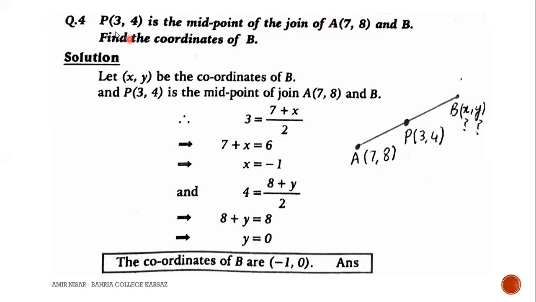So we show all this data from the question. Here we have drawn a figure whose endpoints are A and B, and the middle point is P. These pieces of information are given in the question. What we have to do here is find the coordinates of B. For every point, the coordinates of B are X and Y. Whenever we find a point, we have to find its X component and Y component. So we suppose X and Y as the coordinates of point B.